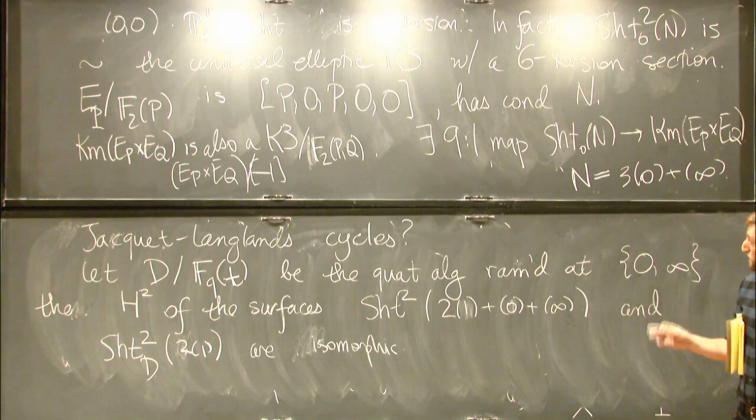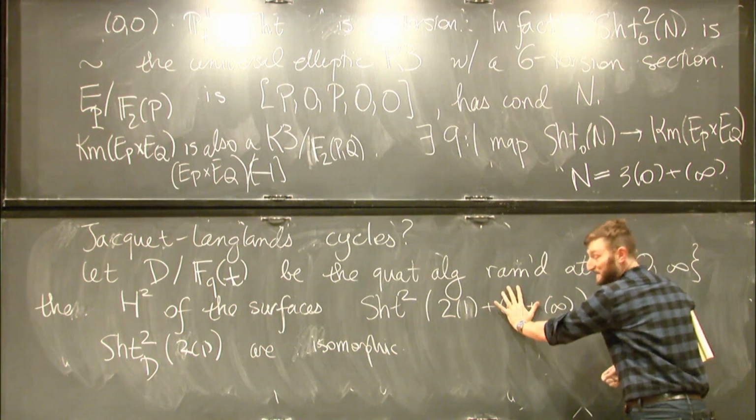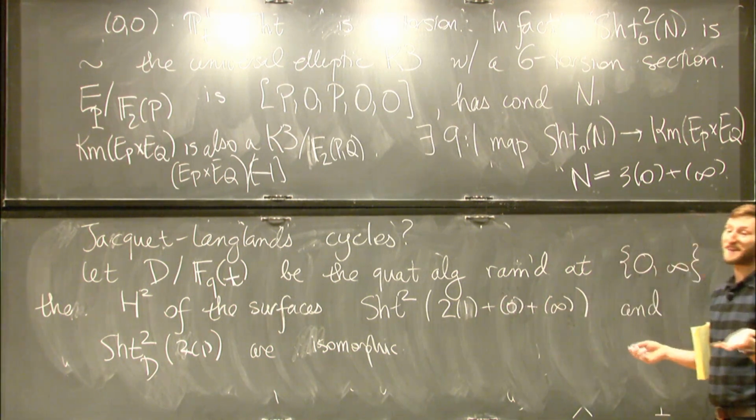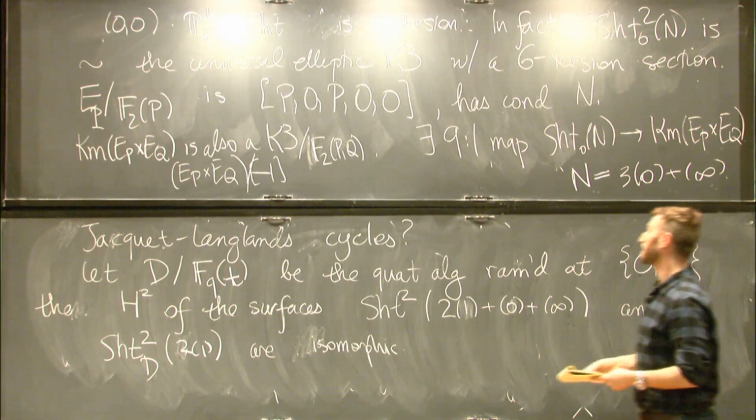In fact, they should be automorphic. There are no old forms, so to speak. There's no cusp forms coming from this, because a cusp form actually always has conductor degree at least 4, it turns out. OK, so in fact, these two are isomorphic. So again, you expect a correspondence.